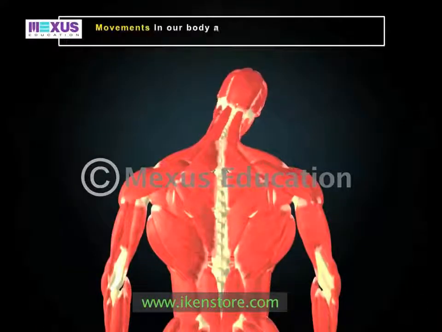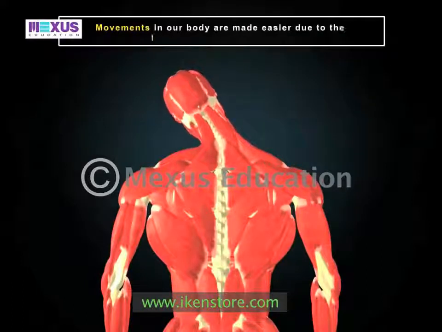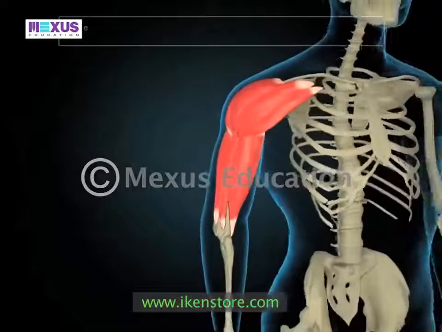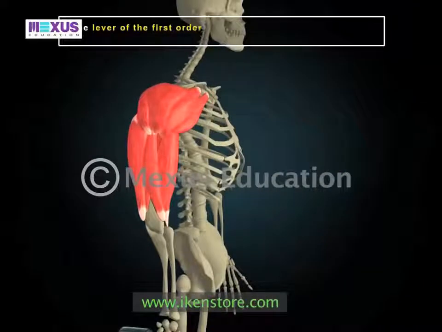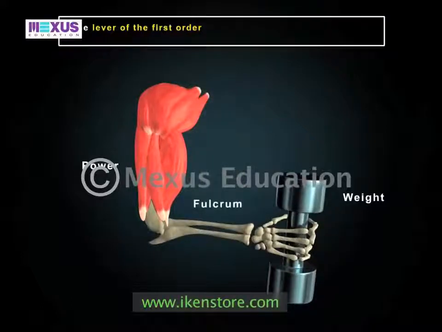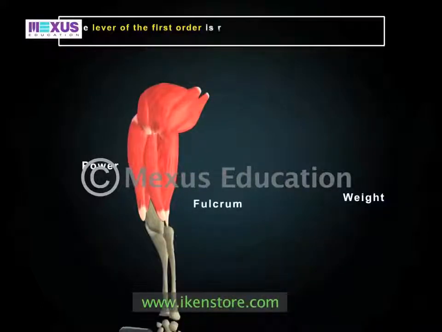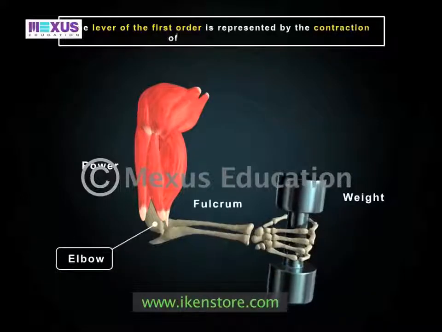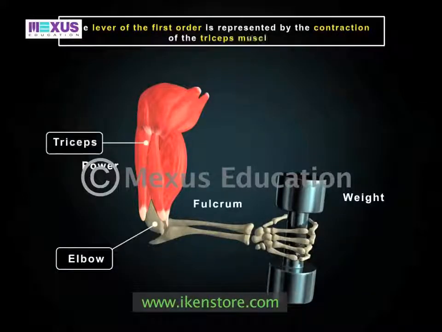Movements in our body are made easier due to the lever action in the skeleton. The lever of the first order is where the power and the weight act with the fulcrum in between. This is represented by the extension of the arm at the elbow by the action of the triceps muscle.